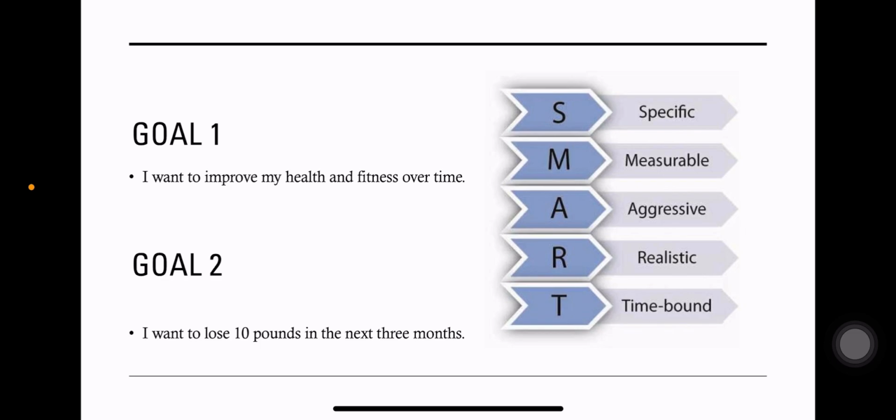And the last term is time bound. You have to set a time limit in order to achieve a goal to stay motivated throughout the achievement process, because it gives you a challenge to achieve it in the time limit given, like goal 2, which says I want to lose 10 pounds in the next 3 months. The time is mentioned in the goal so that you would stay motivated throughout the process. So this is how a goal should be set, like goal 2, which should be specific, measurable, difficult, realistic, and time bound.